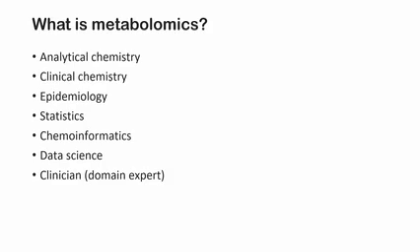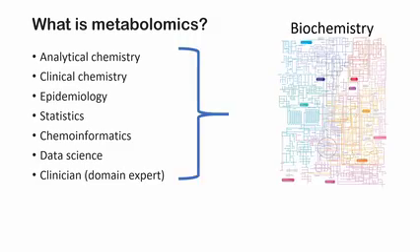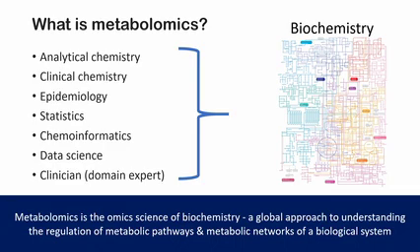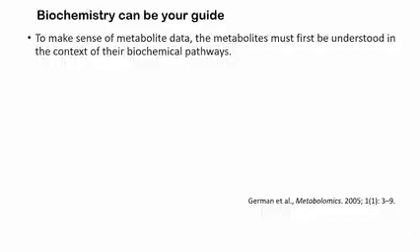Skills and disciplines we'd see that be important in metabolomics. But what I would say is that metabolomics really is biochemistry. And if we think about this, metabolomics really is the omics science of biochemistry. It's a global approach to understanding the regulation of metabolic profiling, metabolic networks, and helps us to understand the biological system. So this is a definition that I quite like because it gets to the fundamental of what everyone on this list has in common, which is a desire to understand the biochemistry.